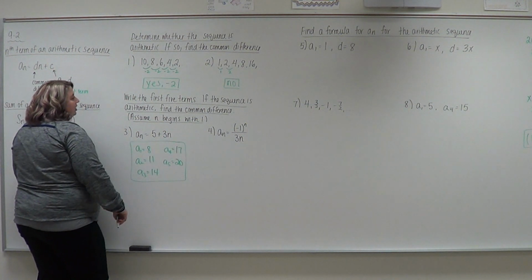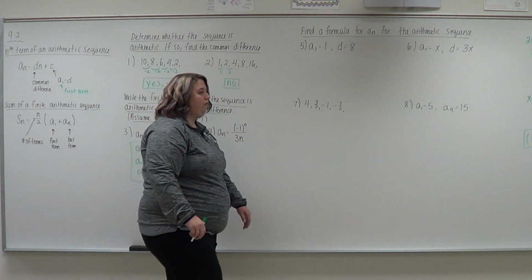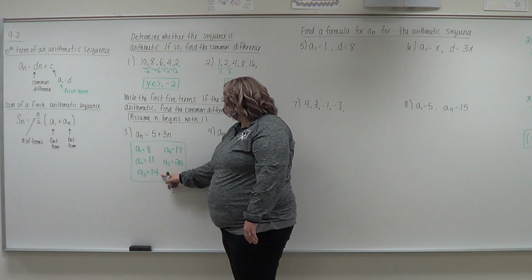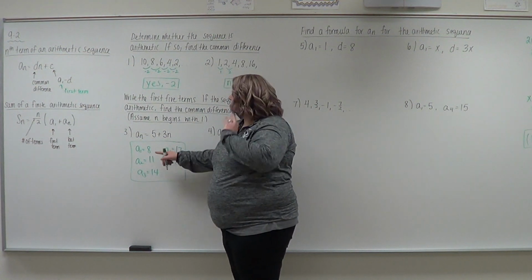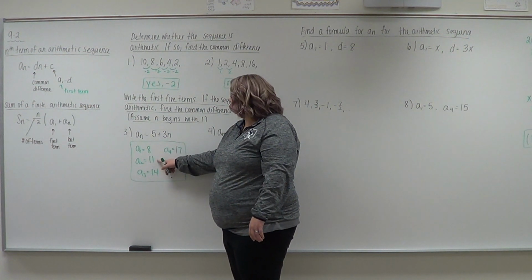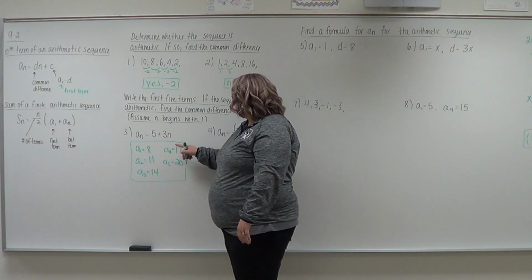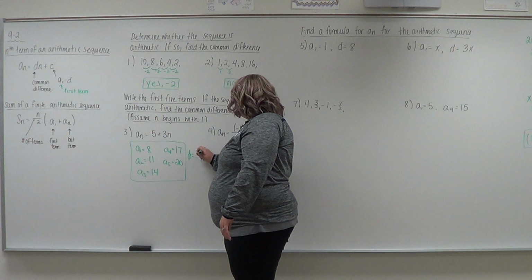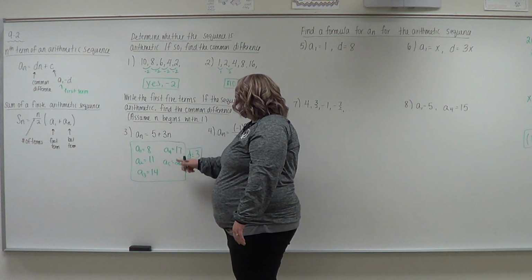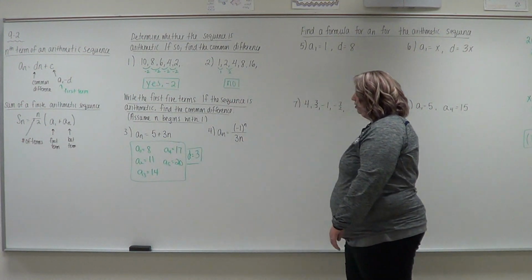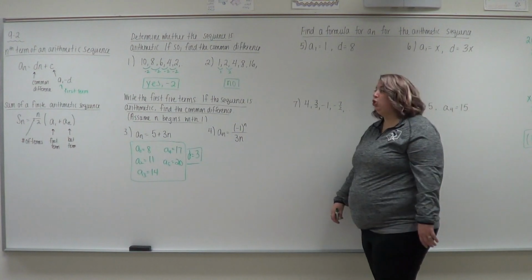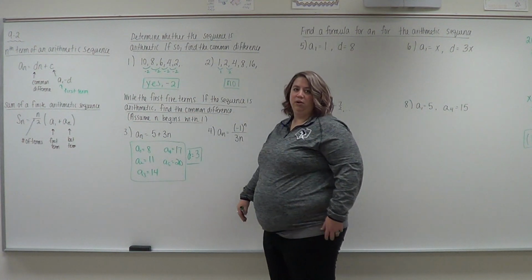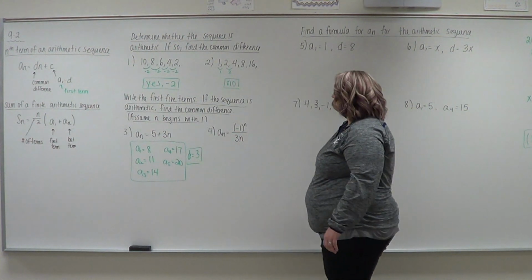Then the second part says, is this arithmetic? If so, find the common difference. Look at my answers. Am I adding the same number every single time? To go from 8 to 11, I added 3. So look to see, does it add 3 every time? Yes. So then I put what my common difference is, and on this one it would be 3. So there are 2 parts to that. Now, if it's not arithmetic, then you don't do the second part. It's just if it is.